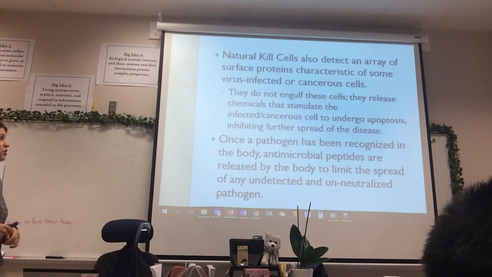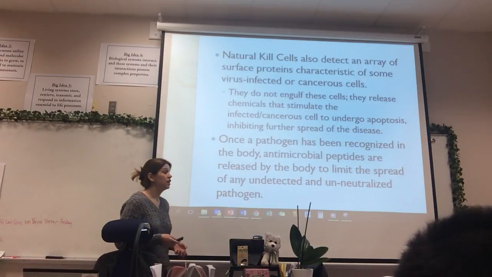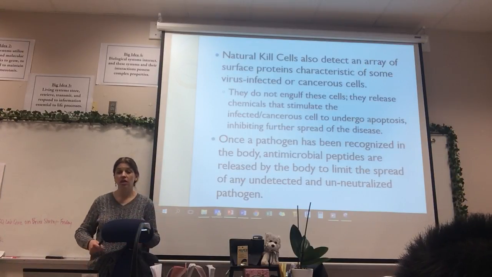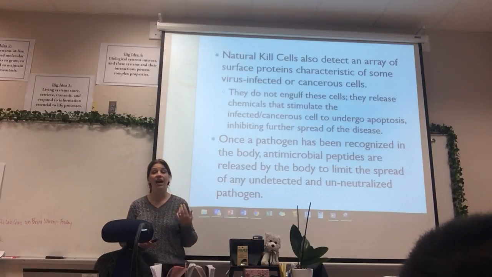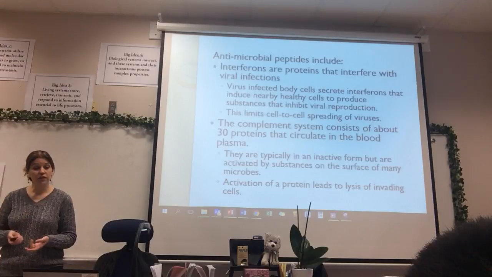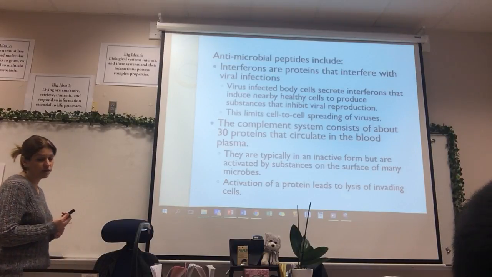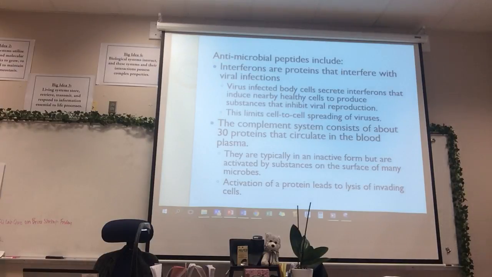But once the pathogen has been recognized in the body, then we have these antimicrobial peptides that are released to limit the spread of any pathogen that may not have been neutralized in this process. Two different kinds of antimicrobial peptides. We have interferons. I love what they do. Interferons interfere. Good job. They are proteins that interfere with viral infections.